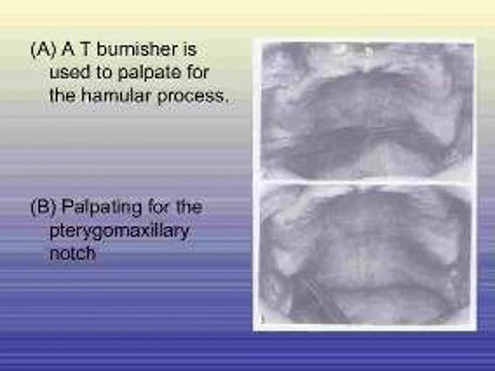This is the picture which shows you how T-burnisher is used. There are two ends of the T-burnisher. One is the flat end, the other one is the ball end. The flat end is used for marking the location of the hamular notch. The ball end is used for determining the compressibility of the posterior palatal seal area.